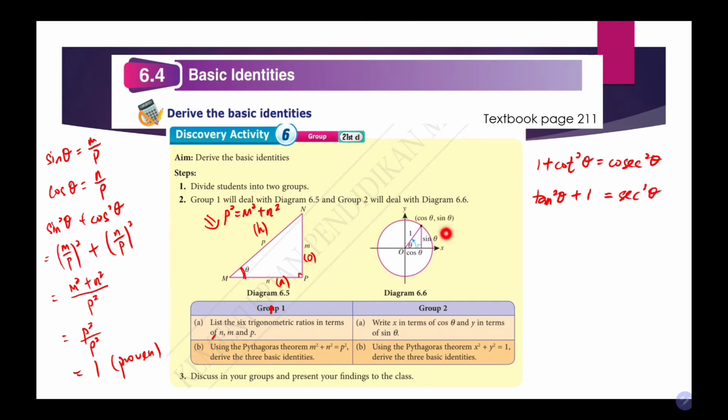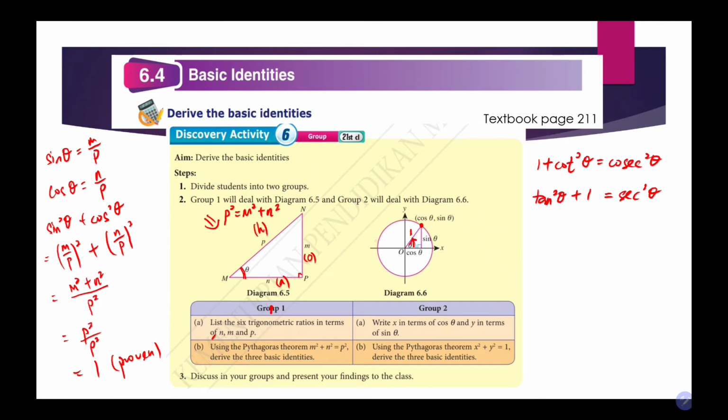Okay, what about in the unit circle? We call this a unit circle because the radius is always 1, therefore the hypotenuse is always 1. And then in this unit circle, if this point stops here, the angle is theta.